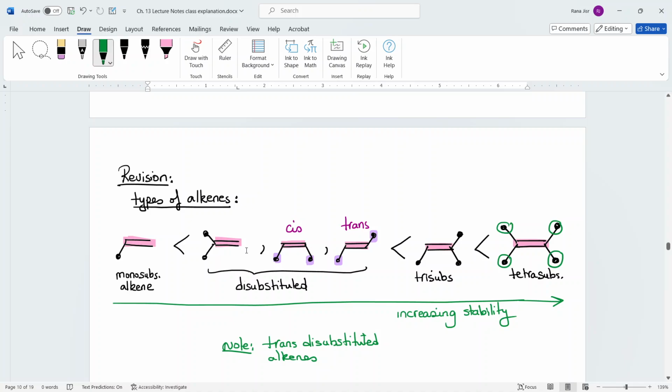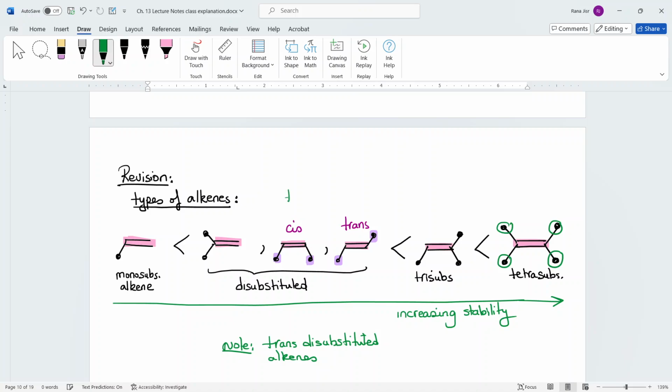And for the disubstituted alkene, there are 3 cases where you can have a double bond and 2 carbons that are connected to 1 carbon, or you can have the 2 carbons on adjacent carbons. In this case, you will have cis and trans. Trans is always more stable than the cis. Why? Because you need the groups to be far away from each other so that they won't repel each other. So that is going to cause this structure to have less energy.